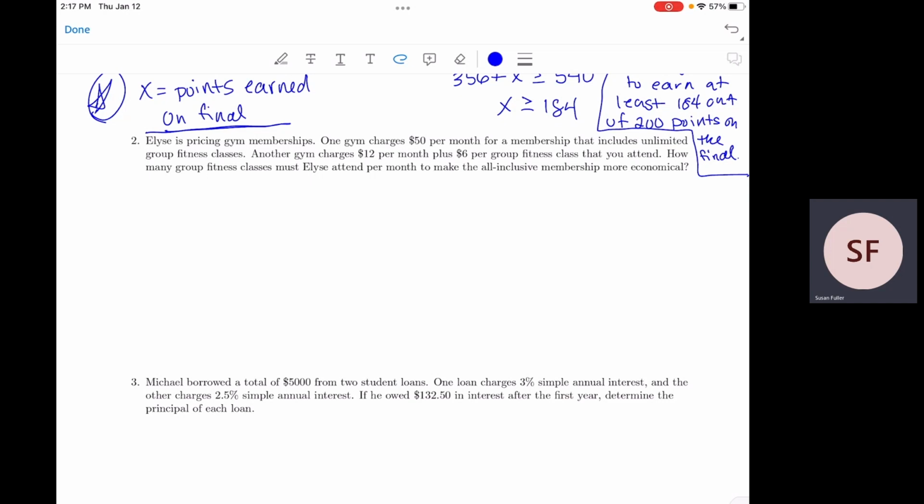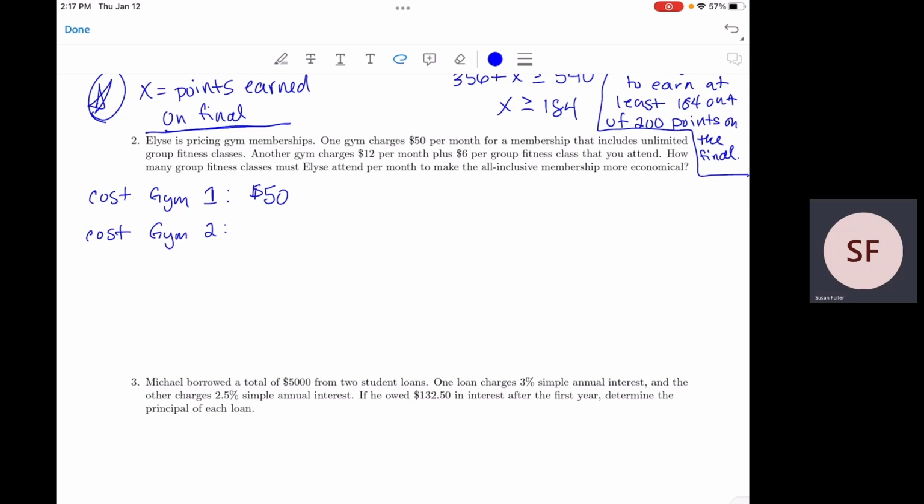So I'm just going to take some notes here. We've got to figure out what the cost of gym 1 is and the cost of gym 2. Okay, so the first gym charges $50 per month for a membership, and that includes unlimited group fitness classes. So the cost of the first gym is just $50 each month.